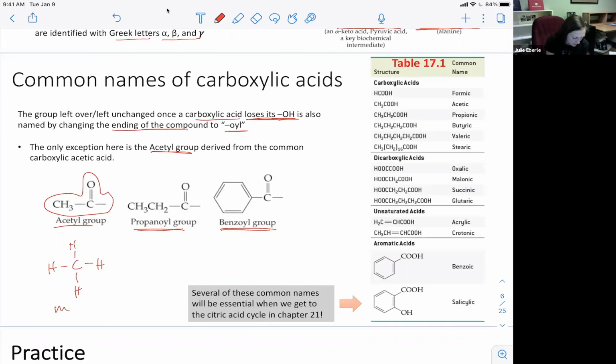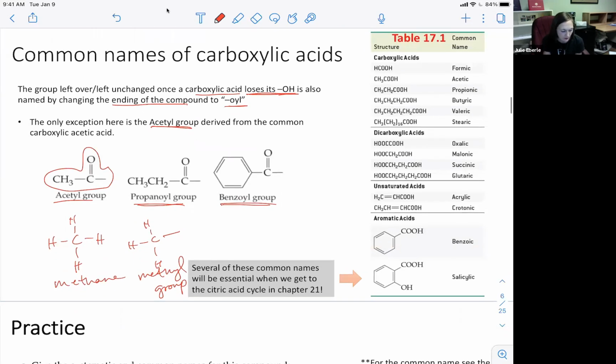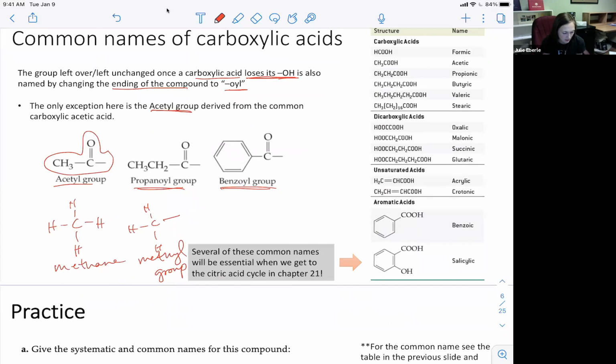I wanted to finish this out. So this is methane. When we take a hydrogen off and we just have CH3, we call this a methyl group. So the idea is similar with the carboxyl substituents here.